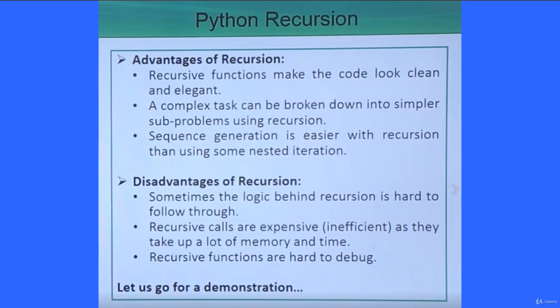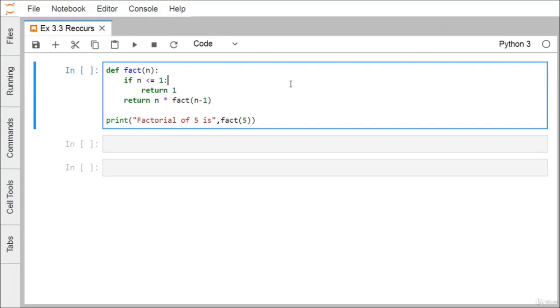So let us go for one practical demonstration where we will be showing you how this recursion can be implemented using Python coding. So here is the demonstration for you. In this particular demonstration, we are going to discuss recursion, how to implement recursion. Here we have defined one method. The name of the method is fact, which is taking this n as input parameter. If n is less than or equal to 1, return 1.